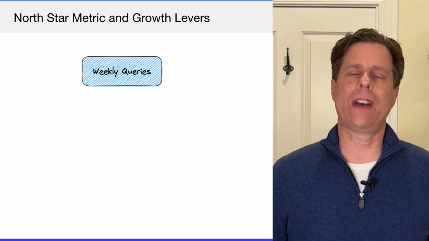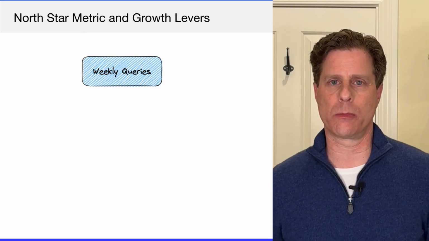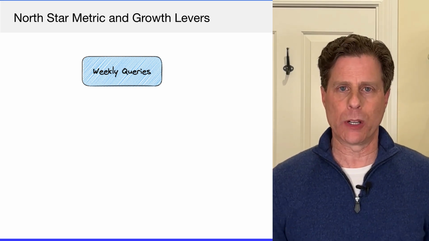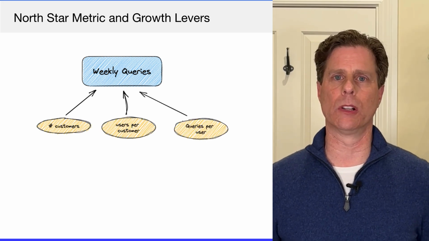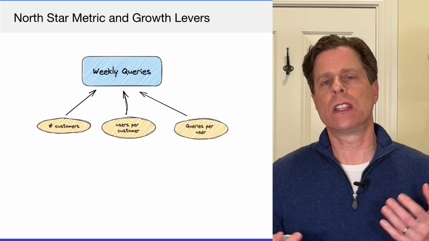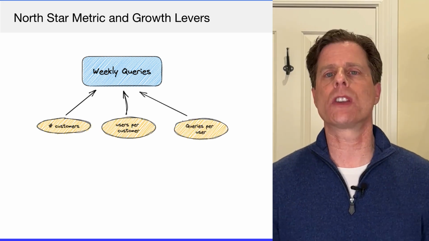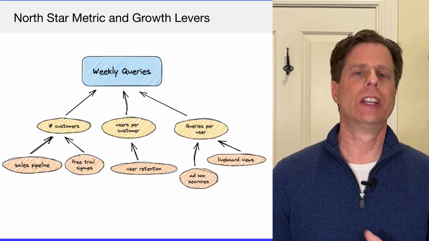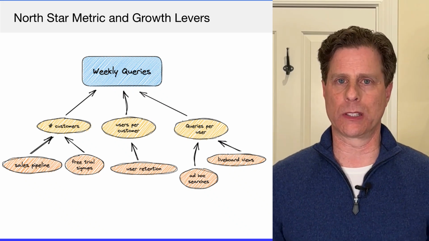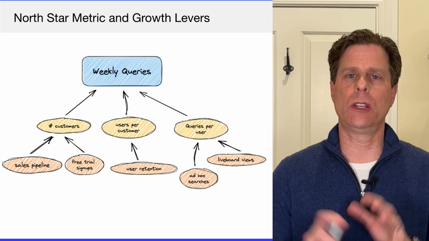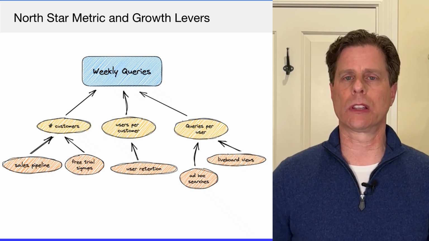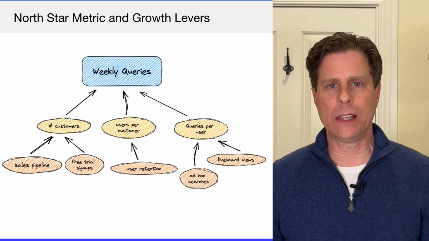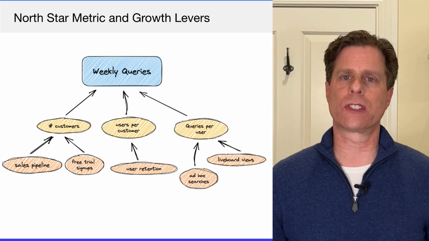But there are lots of factors that influence our North Star metric. That is, there are lots of inputs to that metric. For example, number of customers and number of users per customer and queries per user are all inputs to weekly queries. And in turn, each of those have their own set of inputs. Collectively, we call those inputs growth levers. In reality, there's a lot more growth levers than what I'm showing here.